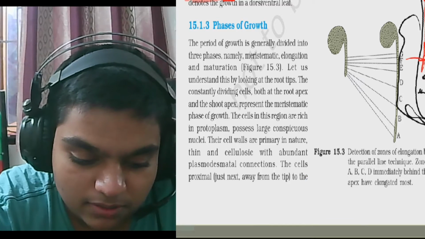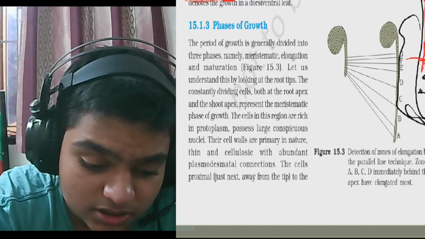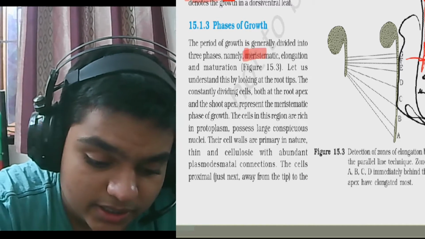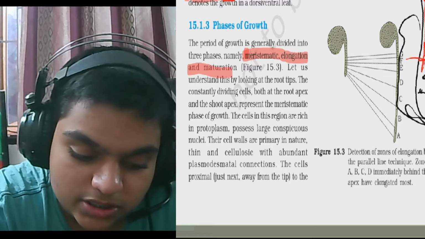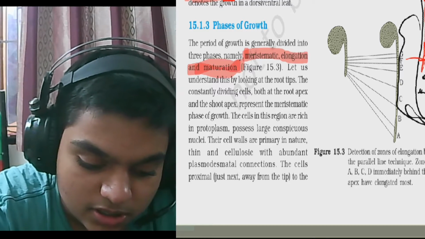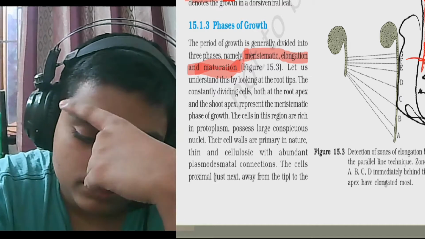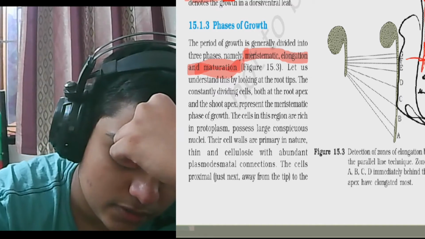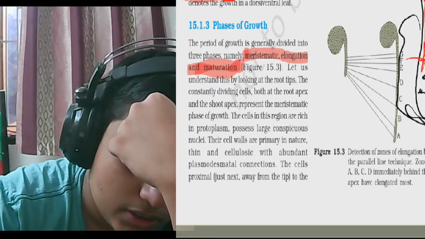The cells of this region. Which region? Where we are? Meristematic cell, elongation phase and maturation phase. Now, searching for important points. Yeah, here.